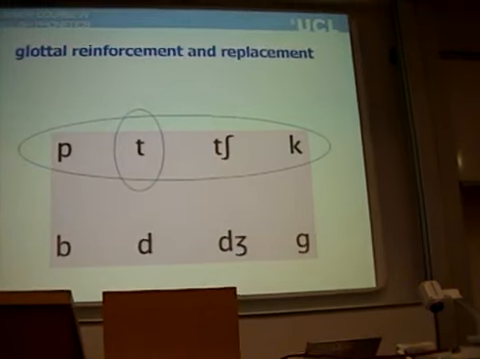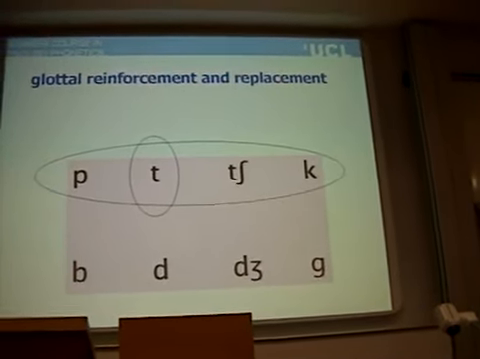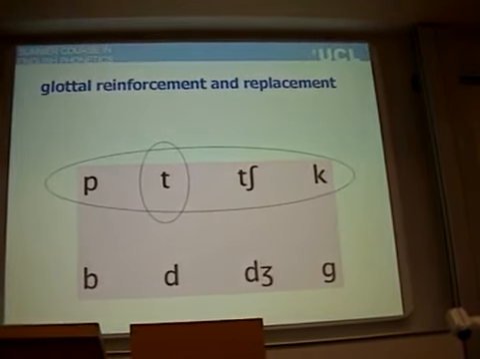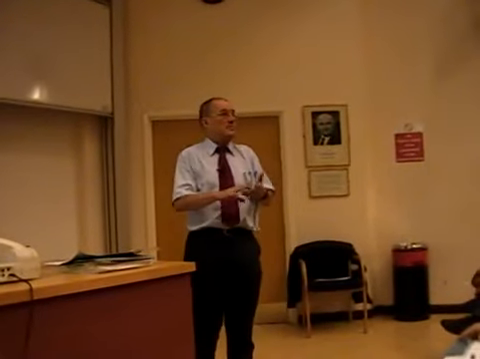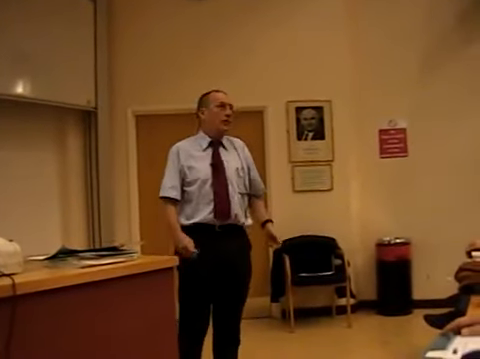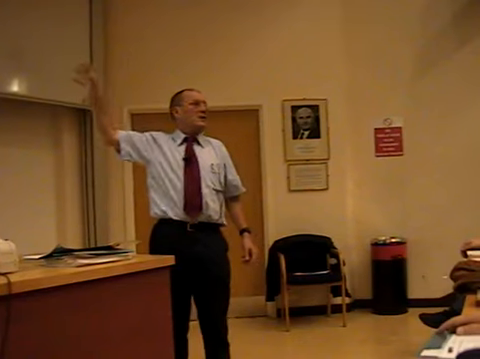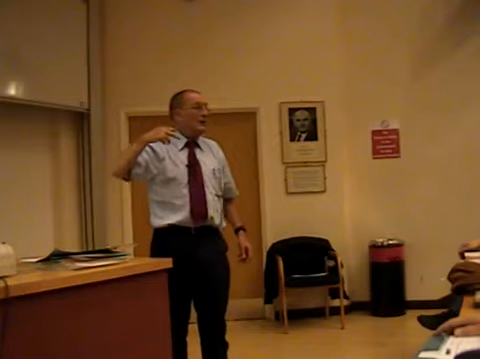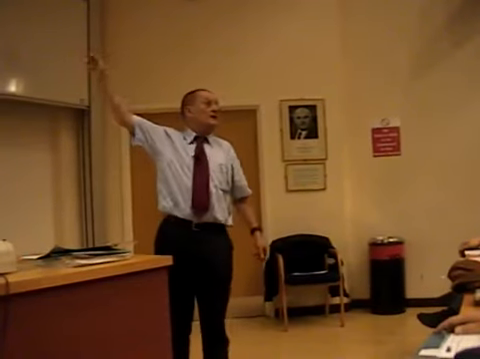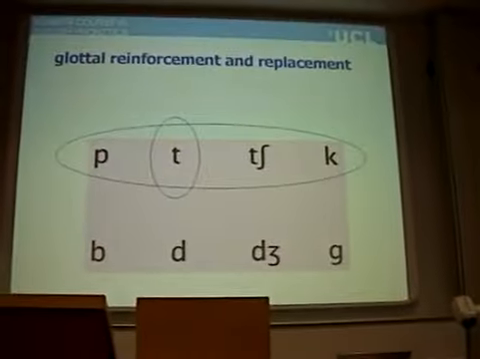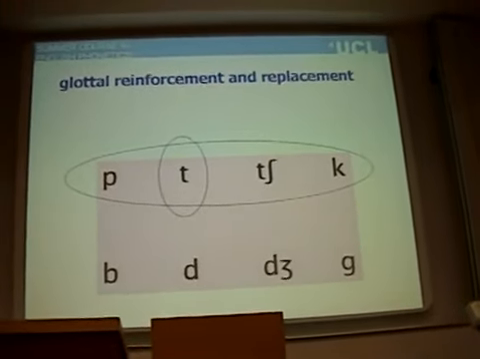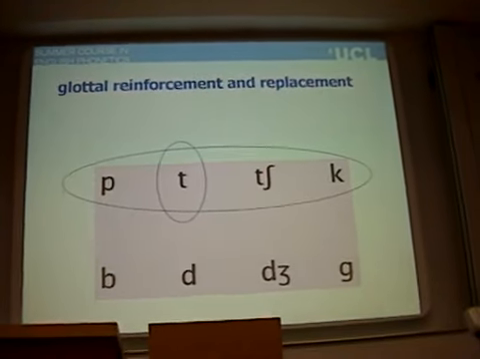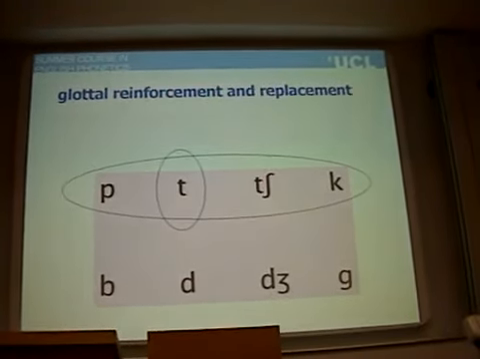Okay, the last thing we need to look at a bit more is this business of glottal reinforcement and replacement. Now, glottal closure with one of these plosives P, T, K can take two forms. Either you have a glottal closure as well as the other closure, bilabial, alveolar, or velar. That's called glottal reinforcement. Or you can have a glottal closure instead of it. And that's called glottal replacement.